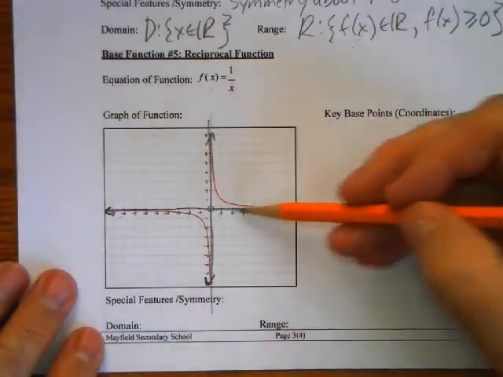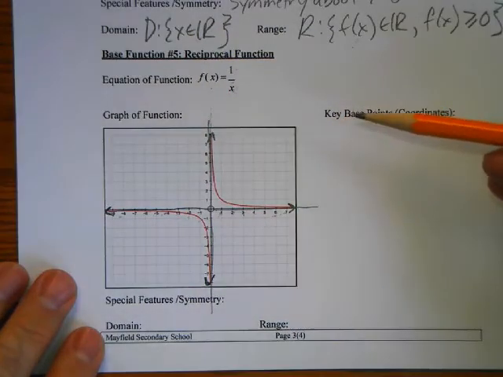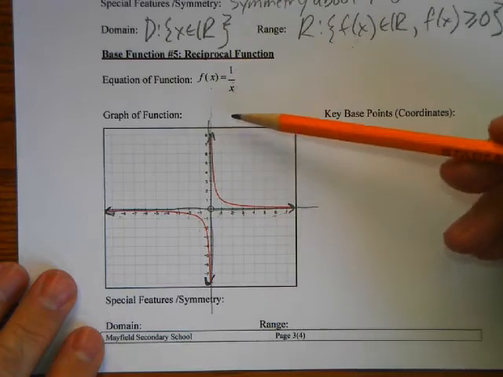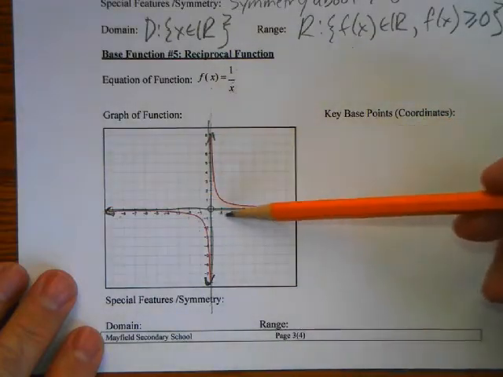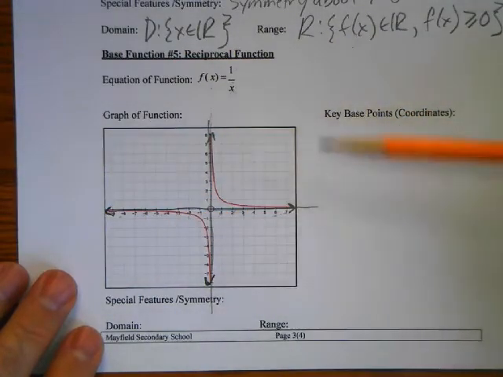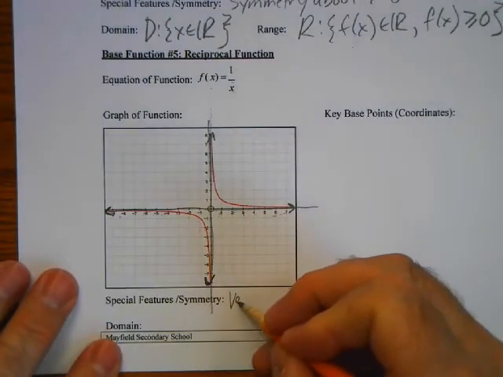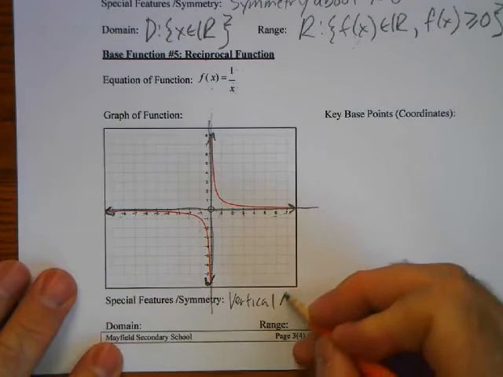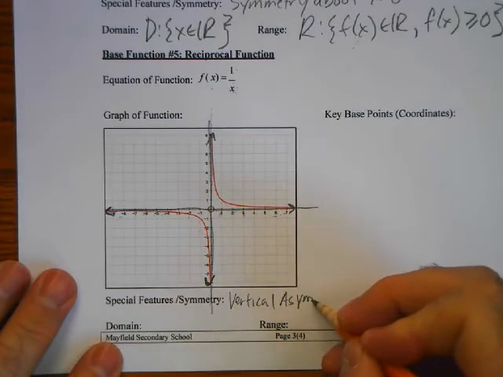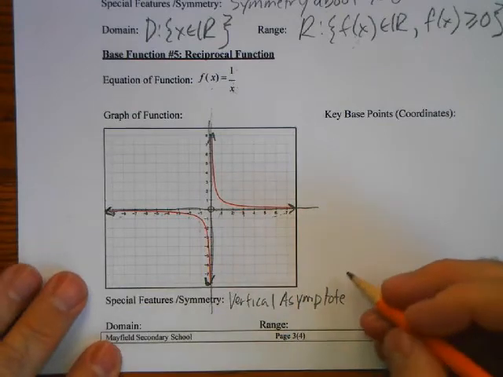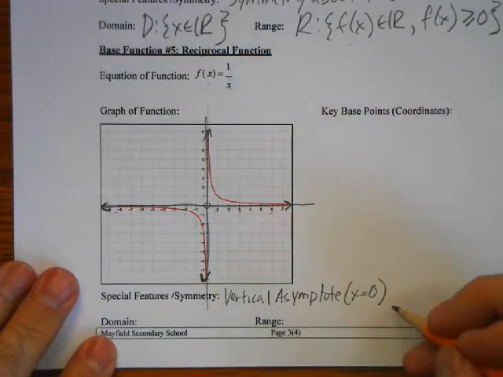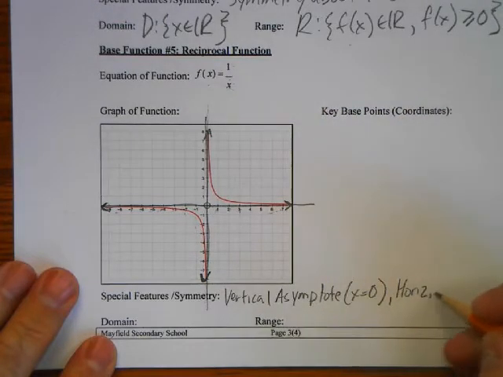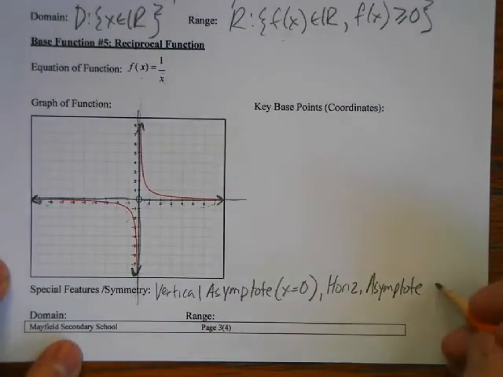Now, like I said, we have two asymptotes. We actually can qualify an asymptote as either vertical, if it's a vertical line, or horizontal, if it's a horizontal line. So in this case, we have a vertical asymptote. And here's how you spell asymptote: A-S-Y-M-P-T-O-T-E. And that's at x equals 0, or the y-axis. And you also have a horizontal asymptote. And that's at y equals 0.